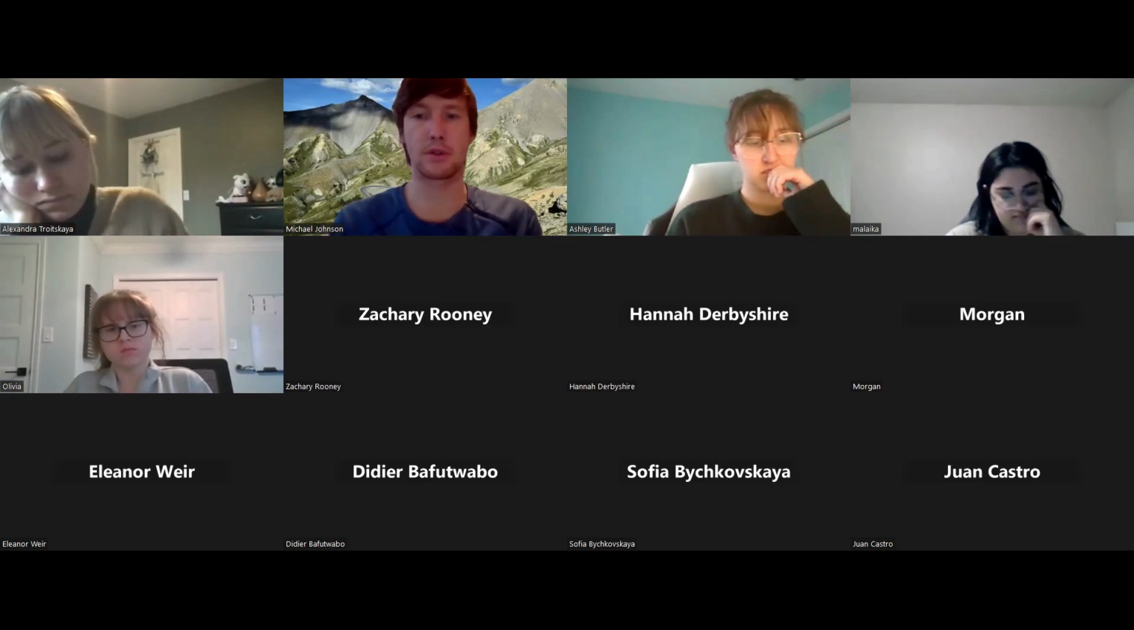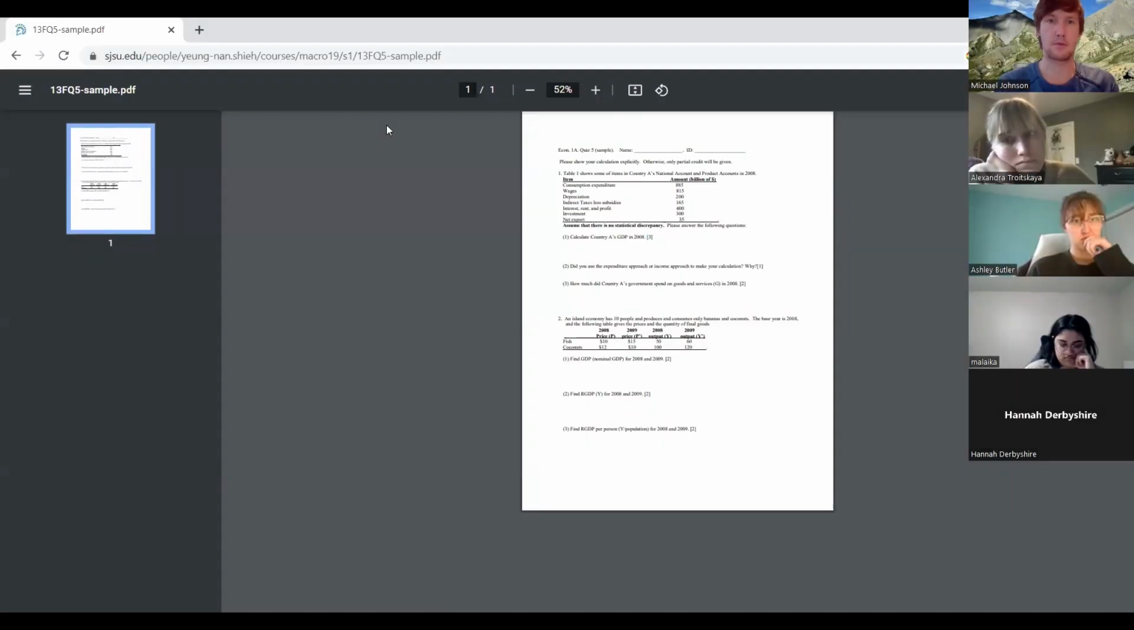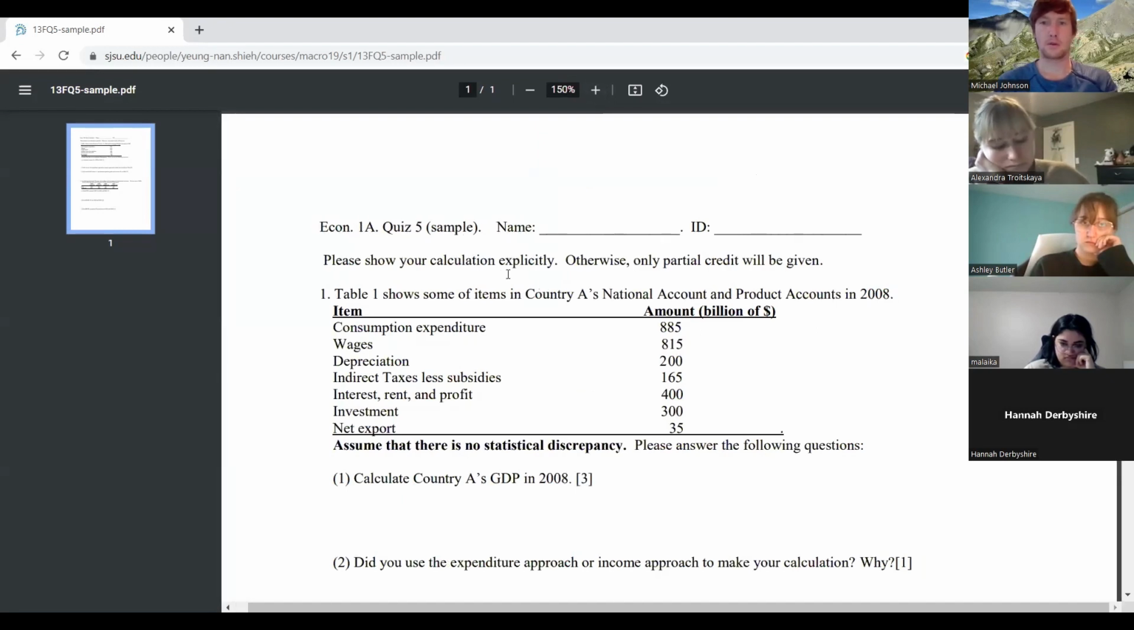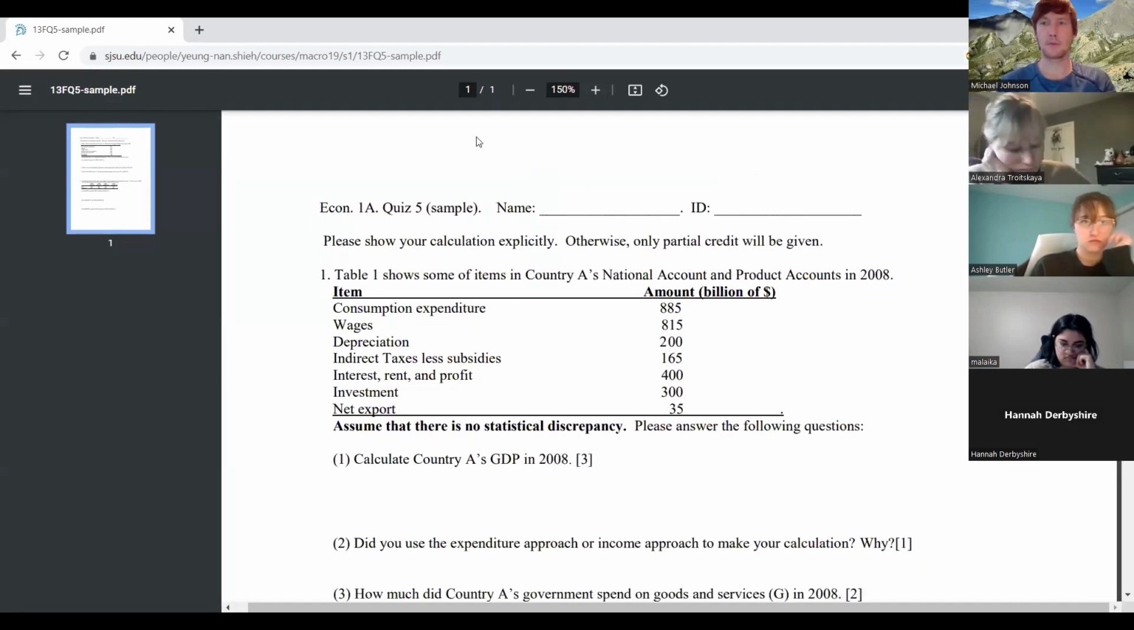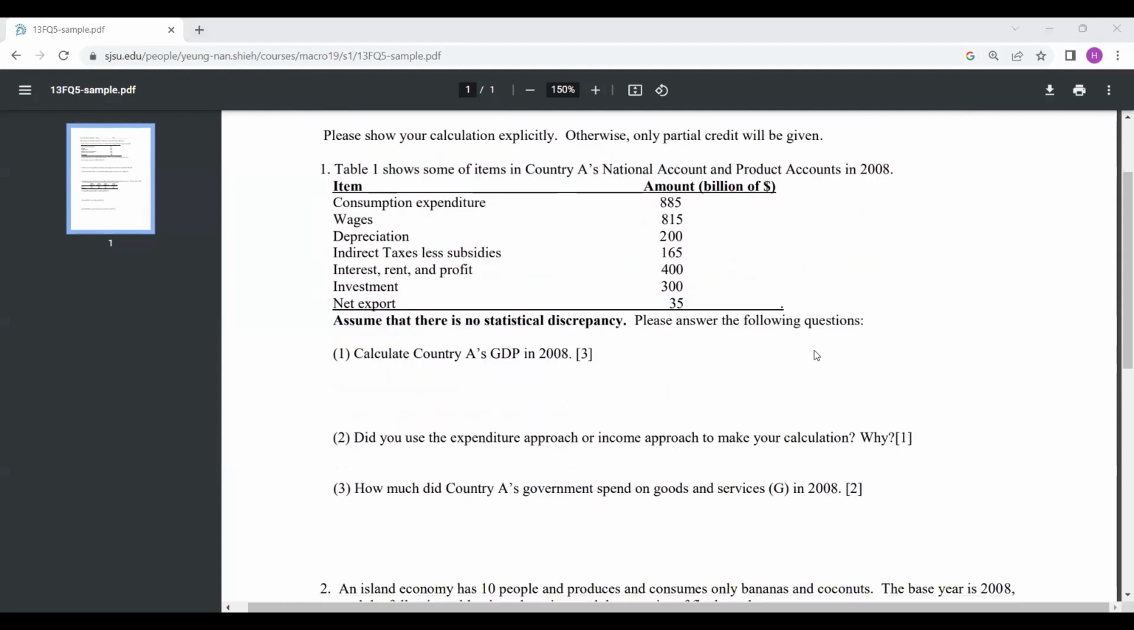So the next activity we'll do is I'll share my screen here. I'll zoom in so it's easier. So here, table one shows some of the items in country A's national income and product accounts for 2008. Based on this, what's the country's GDP in 2008?